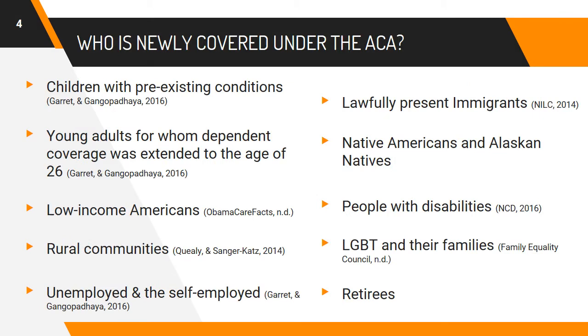So who is newly covered under the ACA? Some examples include children with pre-existing conditions, young adults for whom dependent coverage was extended to the age of 26, low-income Americans, rural communities, unemployed and the self-employed, lawfully present immigrants, Native Americans and Alaskan Natives, people with disabilities, LGBT and their families, and retirees.